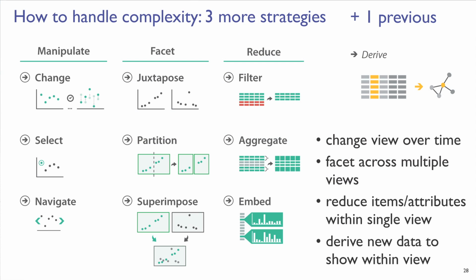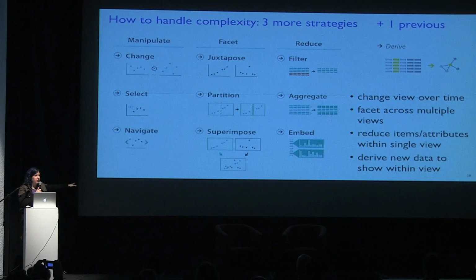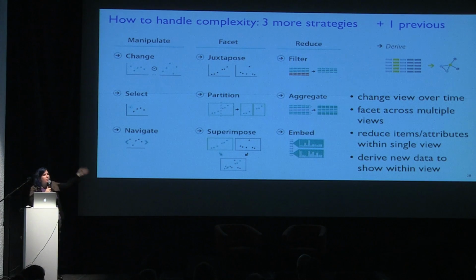So there are 3 more strategies for dealing with complexity, in addition to that previous one I mentioned before, which was deriving new data. At some point you always want to visually encode the data, but what if you can't show it all at once? So these strategies are that you might have a view that changes over time. That's interactivity, any kind of dynamic change. You might split the data, facet it across multiple views. You might reduce the amount of data that you show in any single view, whether that's with filtering or aggregation or some other way of doing it, in addition to that deriving of new data. So if you think about these as 4 major strategies for handling complexity, let's just walk through them a bit to think about them.